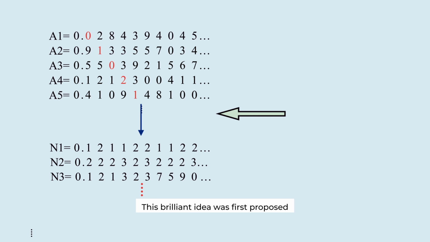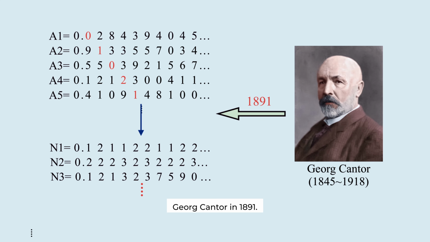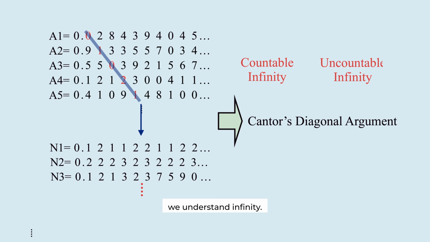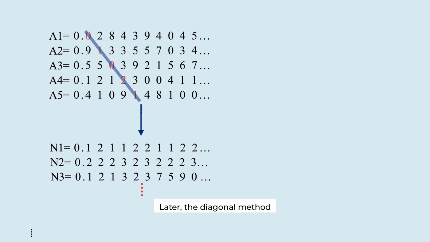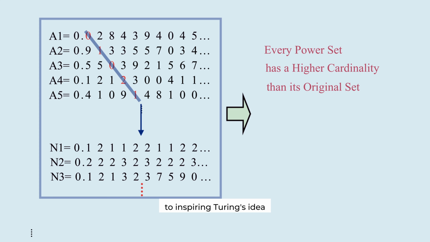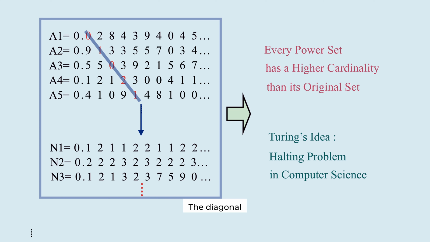This brilliant idea was first proposed by the mathematician Cantor in 1891. That's why it's known as Cantor's diagonal argument. With one diagonal, he changed the way we understand infinity. Later, the diagonal method became the key to major breakthroughs, from proving that every power set has a higher cardinality than its original set, to inspiring Turing's idea of the halting problem in computer science. The diagonal has always been a tool to build something that lies beyond any complete system.